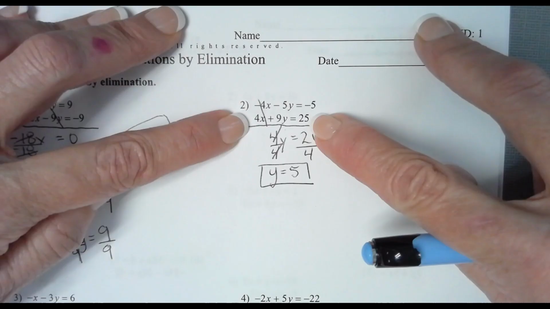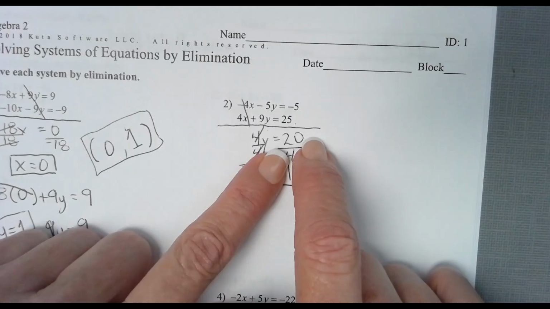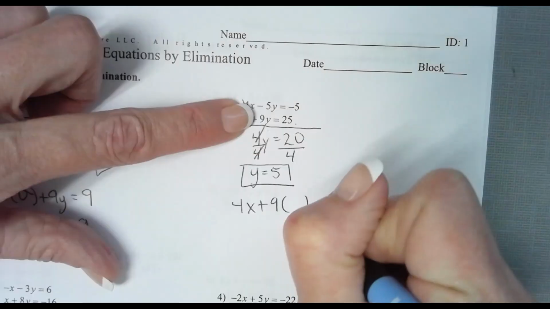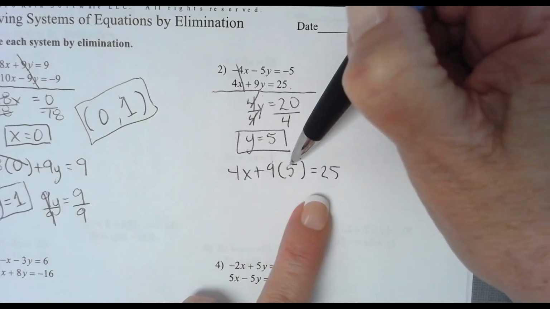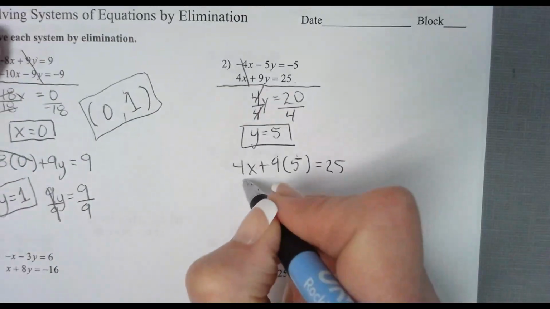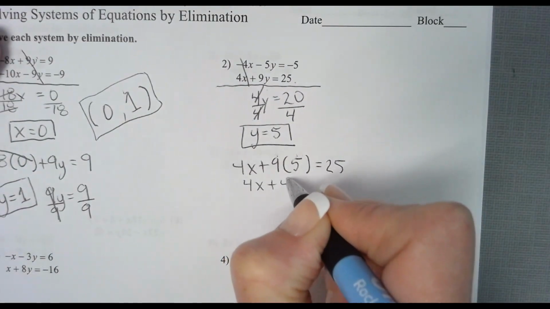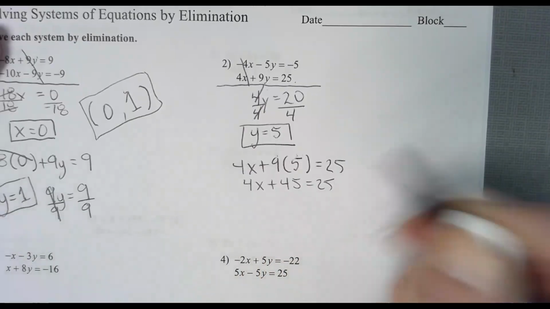Where is it going? It's going where the y is. So I'm going to plug 5 in for y. So what does this sound like? 4x plus 9 blank equals 25. What goes in the blank? This is just a multi-step equation. So y'all, this is multiplication. What's 9 times 5? Okay, so now we've got 4x plus 45 equals 25, and it's a two-step equation.